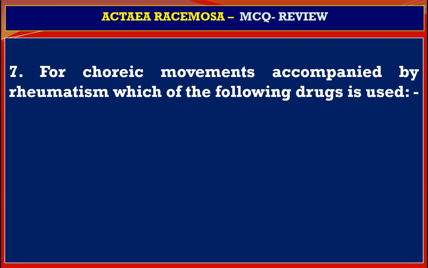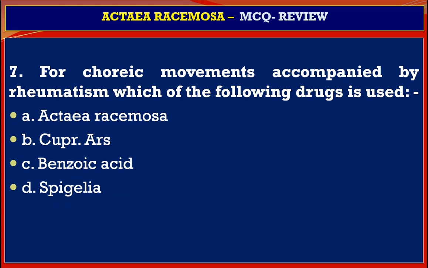The MCQ number 7, for choreic movements accompanied by rheumatism, which of the following drug is used? Variable A, Actaea racemosa, variable B, cuprum mars, variable C, benzoic acid, and D is spigelia. The answer is A, Actaea racemosa.